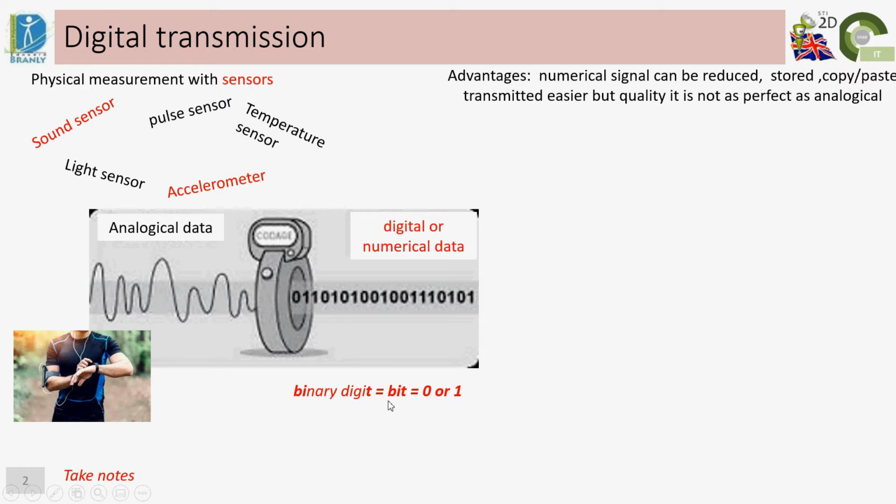By the way, a bit, 0 or 1, is a binary digit. Encore un acronyme anglais pour dire donc une donnée digitale, donnée numérique. Bit, binary digit.